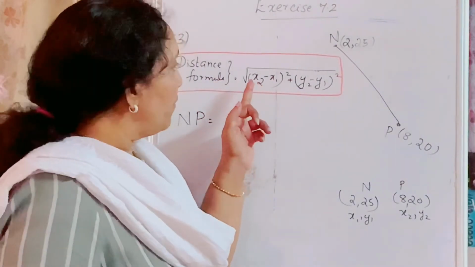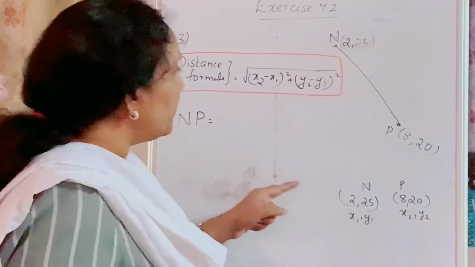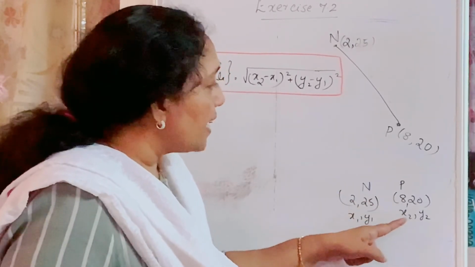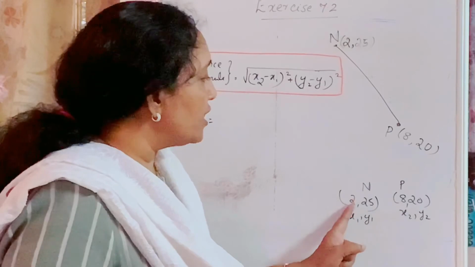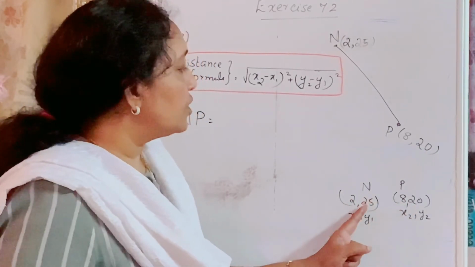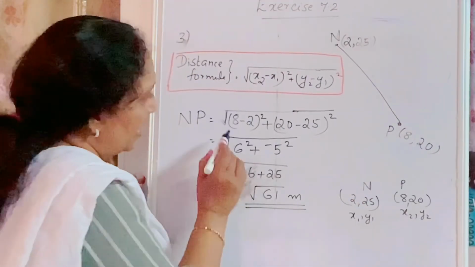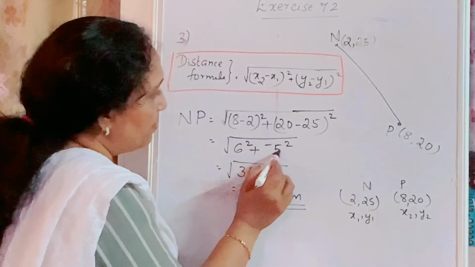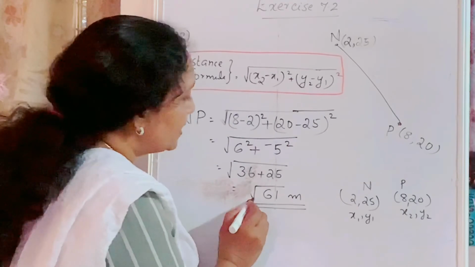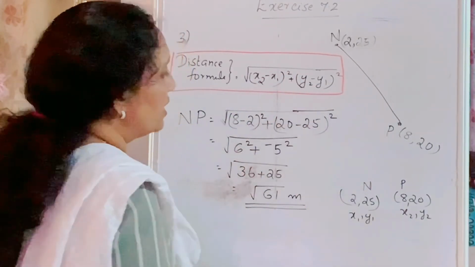Distance formula: root of x2 minus x1 the whole square plus y2 minus y1 the whole square. That means NP is equal to, this is x1 y1, this is x2 y2. That means NP is x2 minus x1, that means 8 minus 2 the whole square, plus 20 minus 25 the whole square. Okay, find out that. That is 8 minus 2 is 6, 20 minus 25 is minus 5, that means 6 square 36 plus 5 square 25. That is root 61 meters. Distance between these 2 flags is root 61 meters.